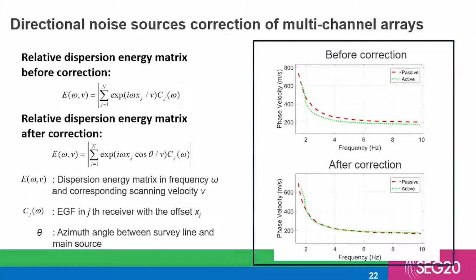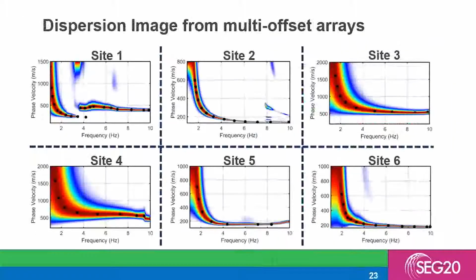So passive data can provide more accurate low frequency information. After correction, we can get a much more stable and much more reliable phase velocity from multi-channel arrays. After transforming the time-space domain into the frequency-velocity domain, and after azimuth correction, we can get the dispersion matrix of the surface wave. By picking the maximum energy, we can get the dispersion curve of the multi-channel array. Those dispersion curves can be used in the 1D inversion of the multi-channel array at a particular site.